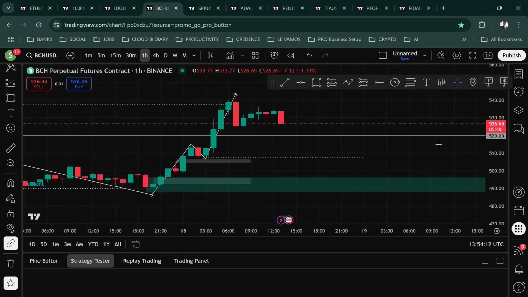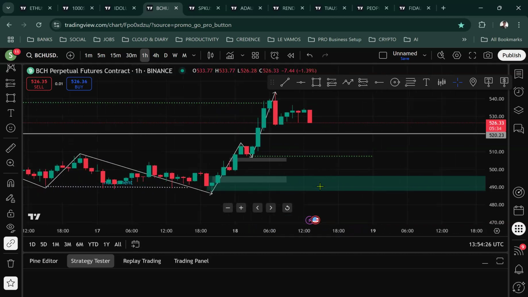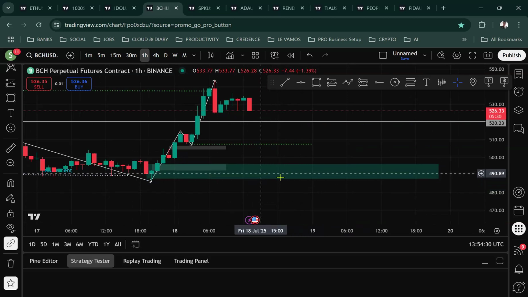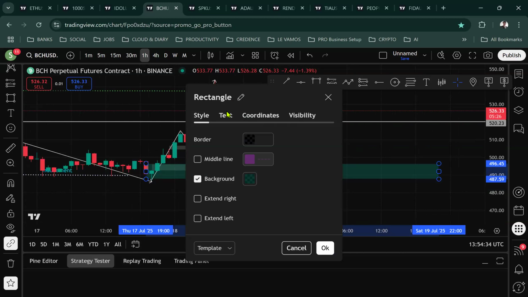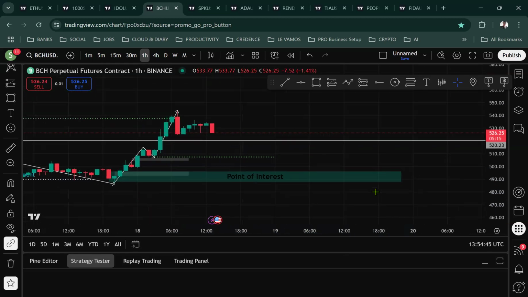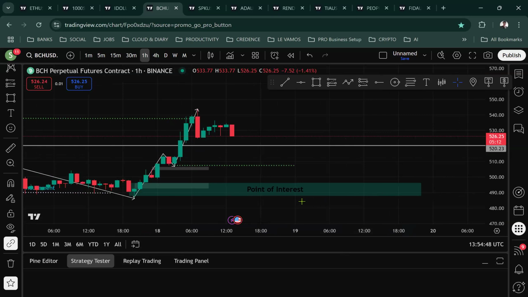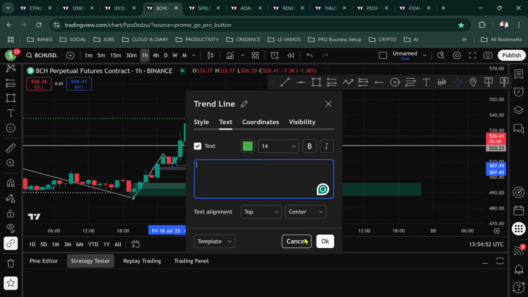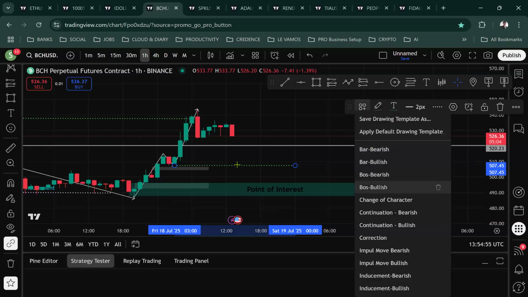Yeah. This zone you marked on 1 hour, you can write demand zone there. This valid zone that you just identified now, that's your point of interest. Correct. You can write point of interest there. Okay, can I write this inducement or COC right now in this stage? That's inducement.